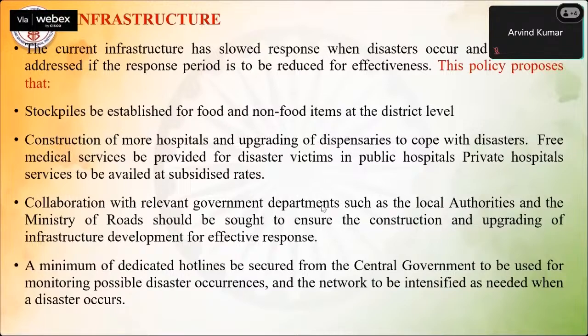Then collaboration with different government departments, with local authorities, a minimum of dedicated hotlines. This is very, very important, that communication is a very important part. Whether it is early warning system or whether it is follow-up system, communication is very, very important. So there should be direct hotlines. And nowadays, responders are equipped with satellite phones.